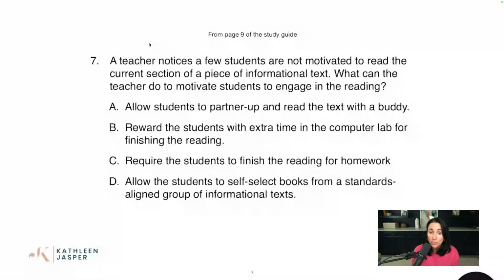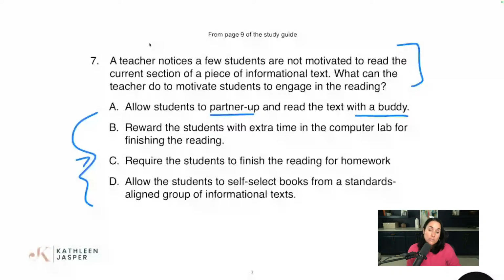All right, so let's have a look at this question. Now, this is where working backwards is really going to work. Notice I have a big scenario here, and then I have fairly long answer choices. All right, so let's have a look. A, allow students to partner up and read the text with a buddy. Okay. Well, if you're a new teacher, you might say, oh yeah, buddy reading, partner reading. I love it. Okay. I'll leave it.